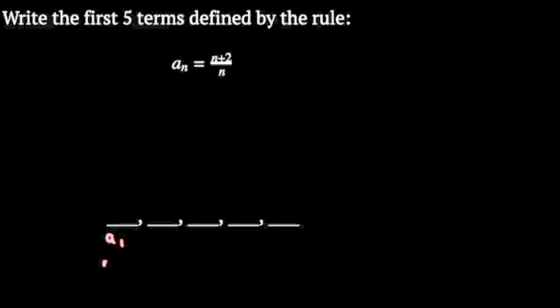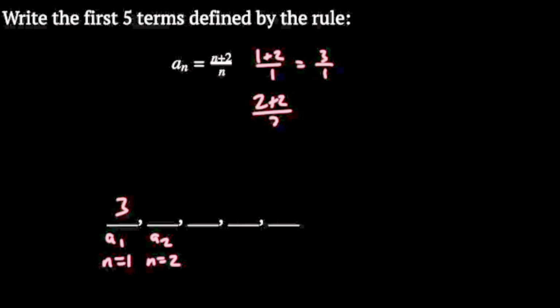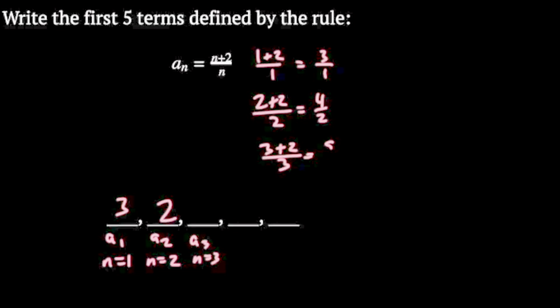So if I want to know a sub 1, or in other words where n equals 1, the first term, I'm just going to plug 1 in. So 1 plus 2 over 1, that would be 3 over 1, and I'll just write 3. For a sub 2, or in other words where n equals 2, the second term, I'll just plug 2 in. So 2 plus 2 over 2, so that would be 4 over 2, which I can simplify to be 2. A sub 3, where n equals 3, that's the third term, I'll plug 3 in. So 3 plus 2 over 3, and that would be 5 over 3.